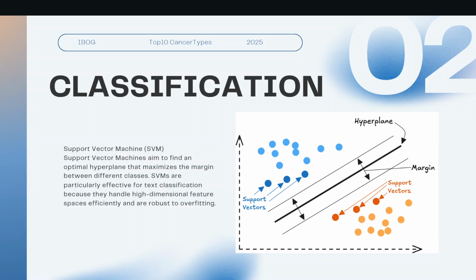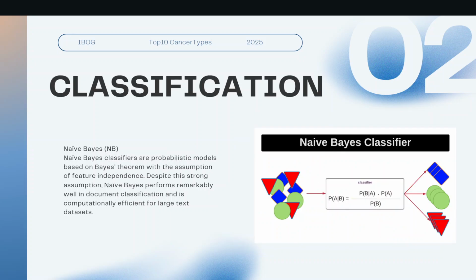Next is support vector machine. Support vector machine aims to find the optimal hyperplane that maximizes the margin between different classes. SVMs are particularly efficient for text classification because they can handle high-dimensional feature spaces efficiently and are robust to overfitting. Next one is naive Bayes. Naive Bayes classifiers are probabilistic models based on the Bayes theorem with the assumption of feature independence. Despite this strong assumption, naive Bayes performs remarkably well in document classification and is computationally efficient for large text datasets.